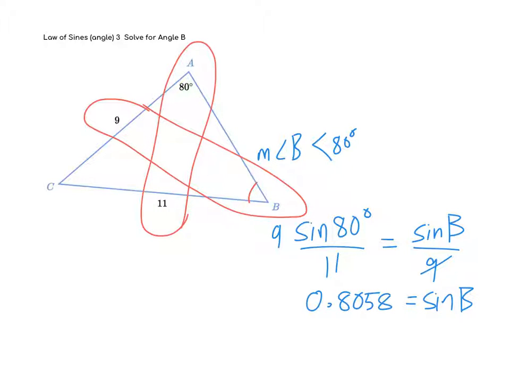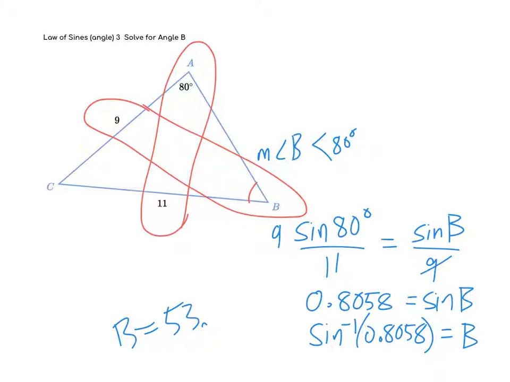Now to get our angle, we're going to use inverse sine or arc sine. That's going to spit out our angle for us, so arc sine of 0.8058 is equal to angle B. When I do that, we end up getting 53.68. And just to check, 53.68 is indeed less than 80 degrees, so we are in okay shape.